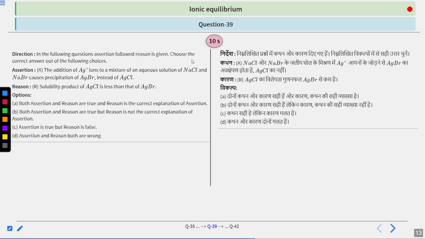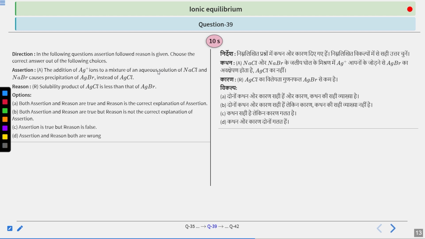So what is the option? First of all, what is the assertion? The addition of Ag+ ions to a mixture of aqueous solution of NaCl and NaBr causes precipitation of AgBr instead of AgCl. The reason is: the solubility product of AgCl is less than that of AgBr.